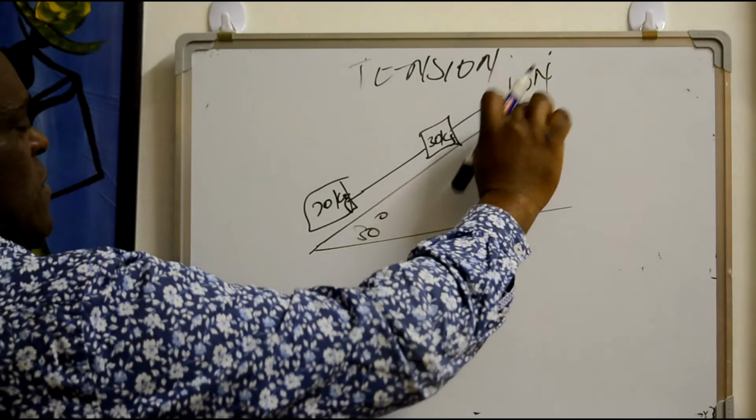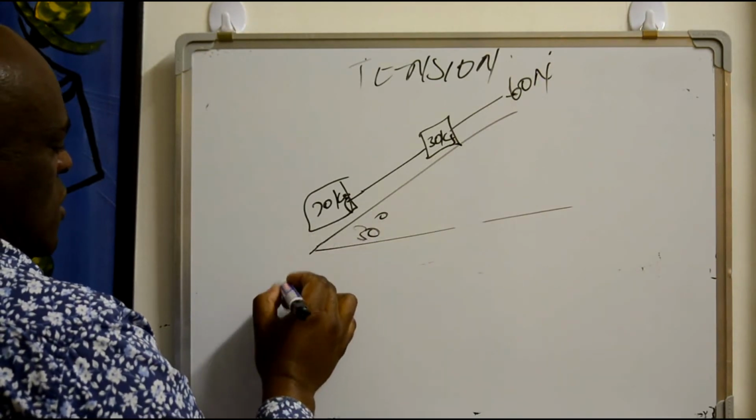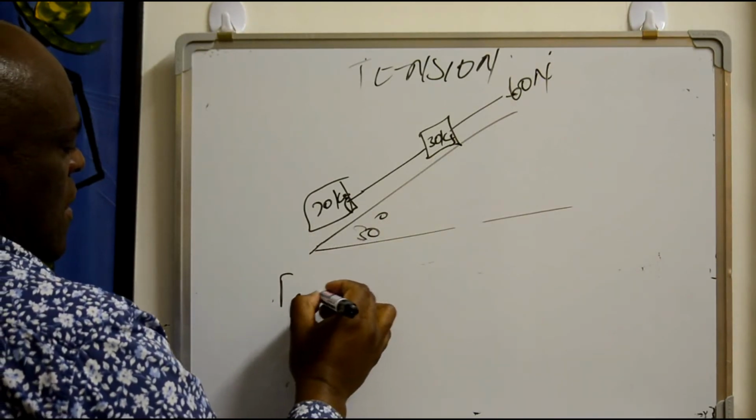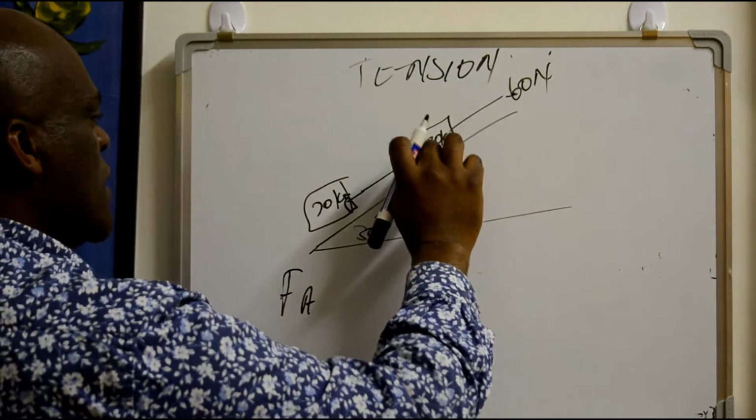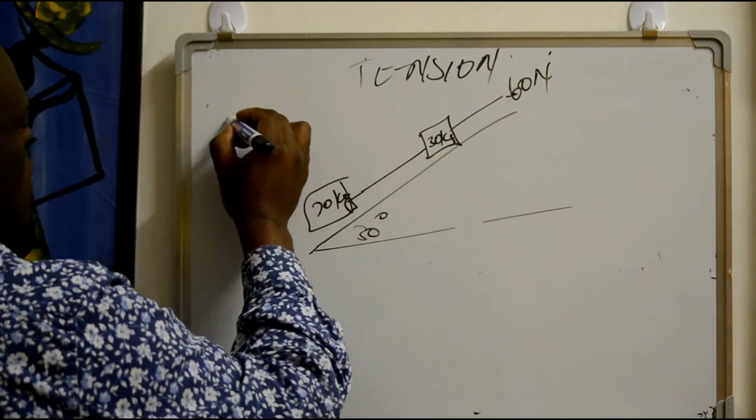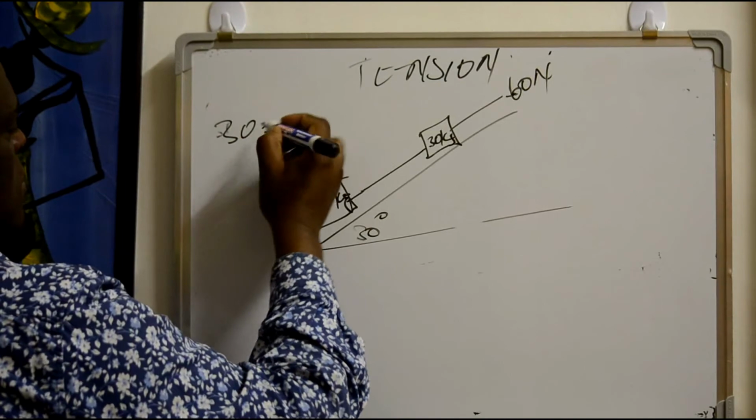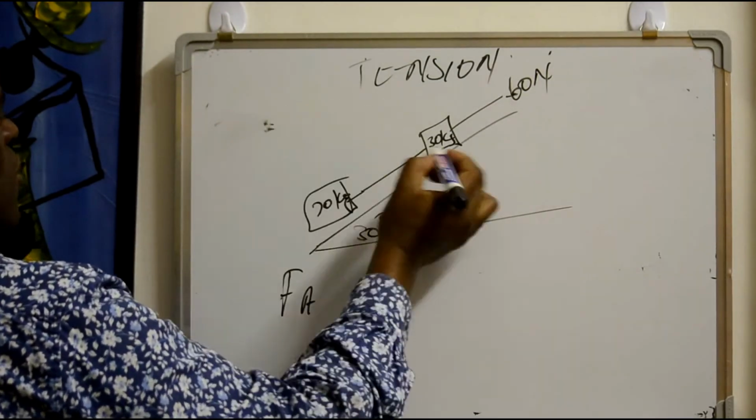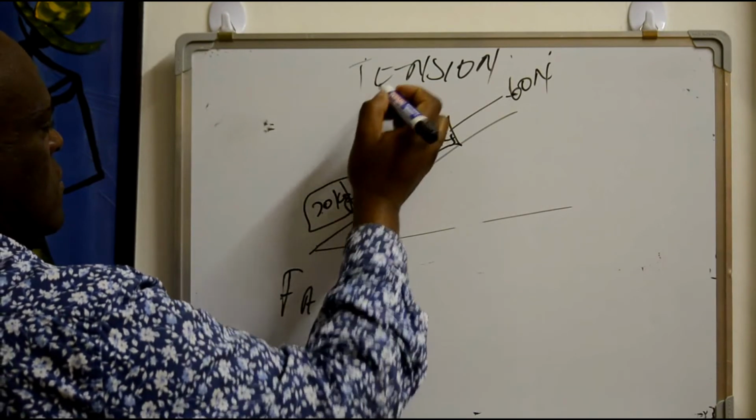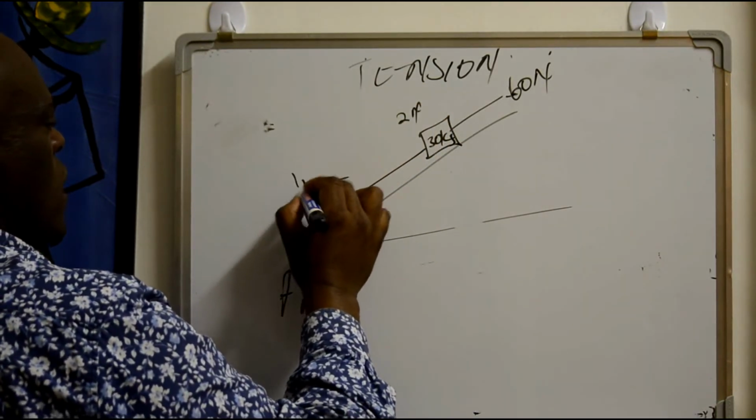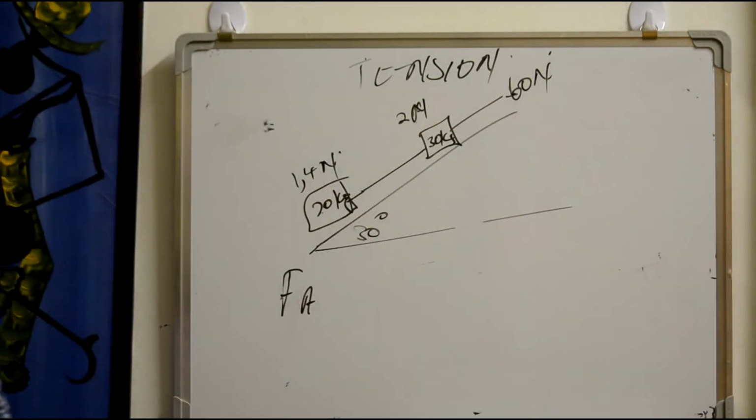We have this force that you applied at an angle. That's called the force applied, which is 60 Newton. That is the force applied on the 30 kg. Let's say the friction force on the 30 kg is 2 Newton, and on this one it is 1,4 Newton.